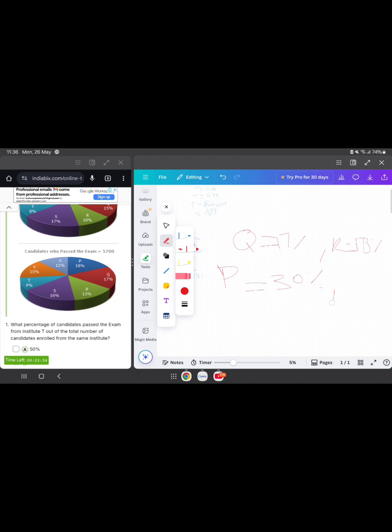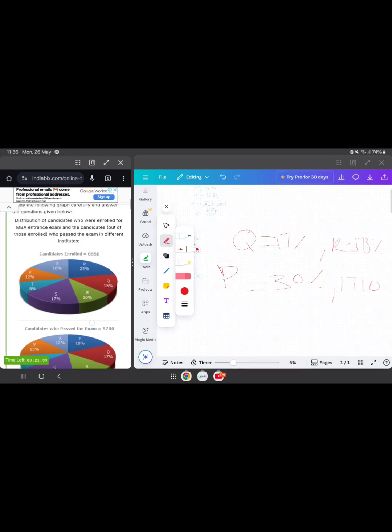As a number, 30% of 5,700 is 0.3 times 5,700, which is 1,710. Then for the candidates who enrolled, you can see that Q is 15% and R is 10%. So together it's 10 plus 15, which gives us 25%. Then 25% of 8,550 is 0.25 times 8,550, which gives us 2,137.5.